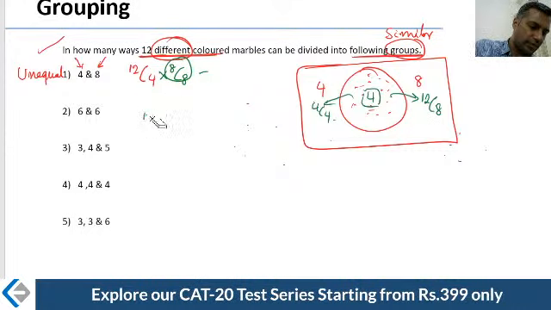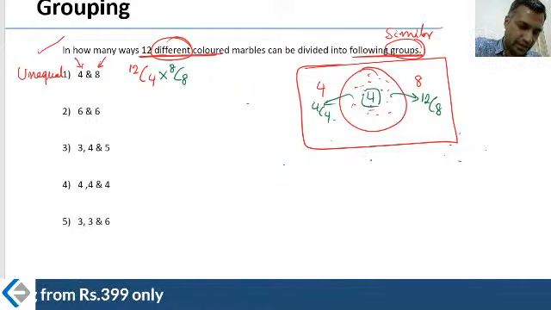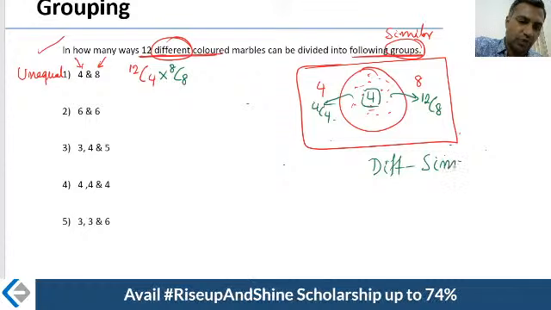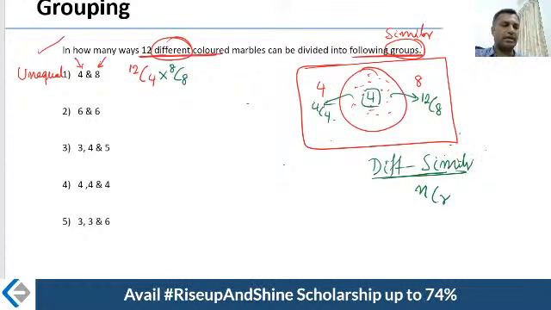I guess all of you are clear with this. Which group you form first does not matter to me. Therefore, what is the fundamental point I'm trying to tell you here? Whenever you are going from different to similar, it is the NCR concept. That's it. Different to similar grouping is a concept of NCR.